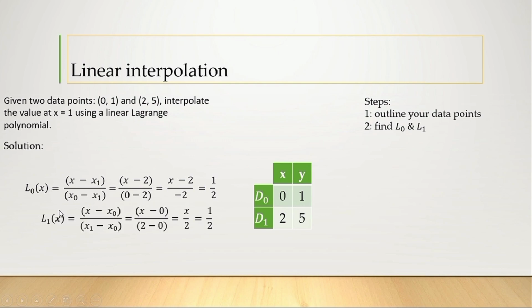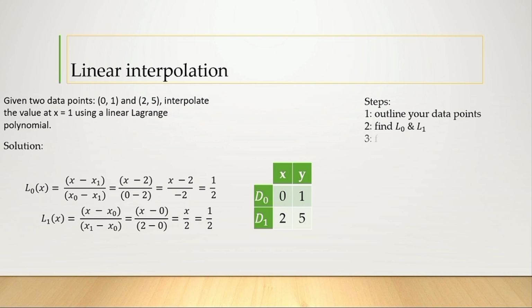Okay, so we also have L1. And for L1, because again we only have two data points, we're only going to have this one expression here. And rather than having x1 here, we're going to have x0. So x minus x0 divided by x1 minus x0, which is going to equal x minus 0 divided by 2 minus 0. And then if x is equal to 1, we're going to get 1 divided by 2, right? And we found L0 and L1.